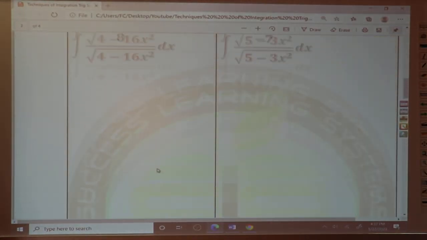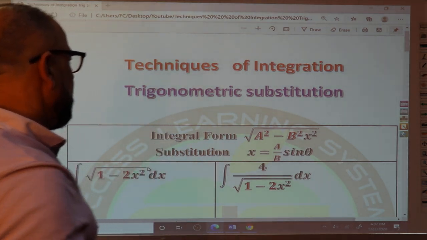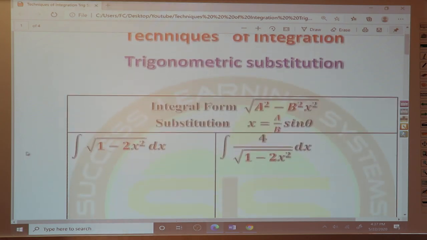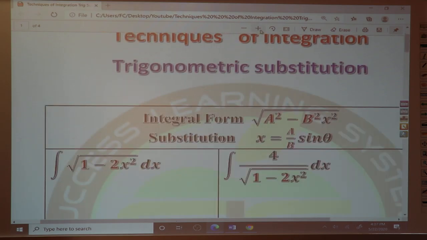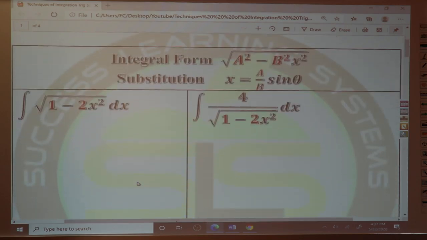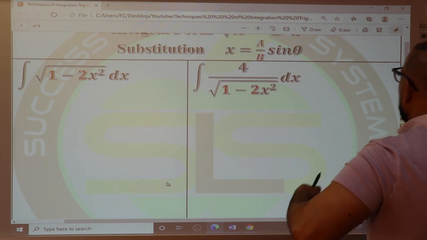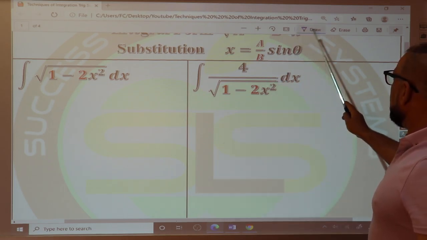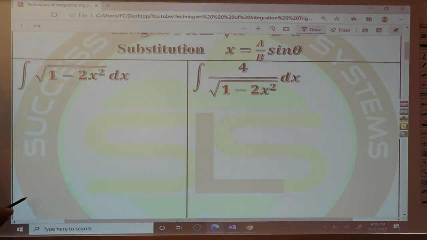Look here, I try to summarize it for you. Techniques of integration, trigonometric substitution. The integral form is a squared plus b squared. Let me just put it in the middle. Oh, that's perfect. Then you will have this form or this form. You will have one of these four. Then I know my substitution will be x equals a over b.